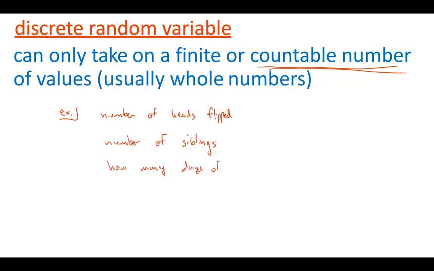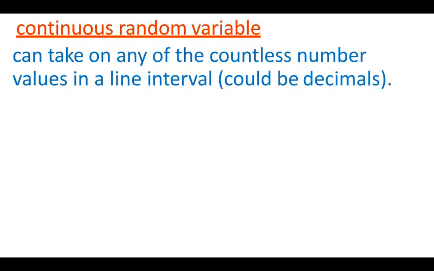Days of school in the year. Something you can count. Okay, so anything that you can count is what we call a discrete random variable. It is countable. The opposite of that is something called a continuous random variable.